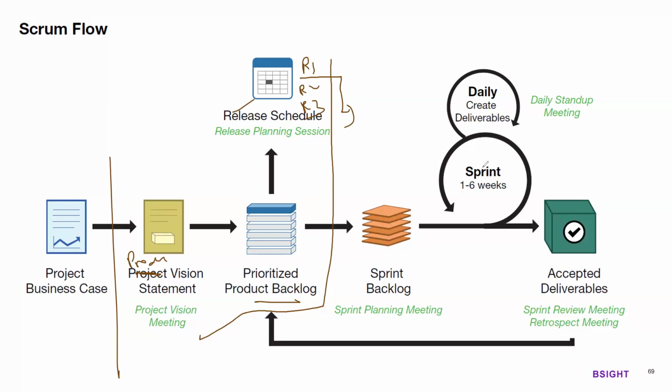Instead of iteration, in Scrum, we call it as sprint. So another name for iteration is sprint. This is important. Sometimes in the exam, they will mention iteration. Some other times they will mention sprint. There is no difference. It's the same. Sprint is equal to iteration.